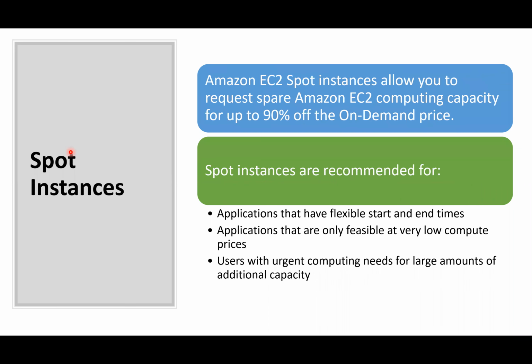Amazon EC2 Spot Instances allow you to request spare Amazon EC2 computing capacity for up to 90% off the on-demand price. What does that mean? For Amazon, if those servers are just sitting idle, like if there is less traffic in the whole AWS cloud, then depending on their availability, they will offer, hey, we have spot instances available.